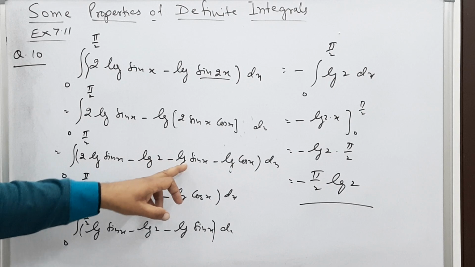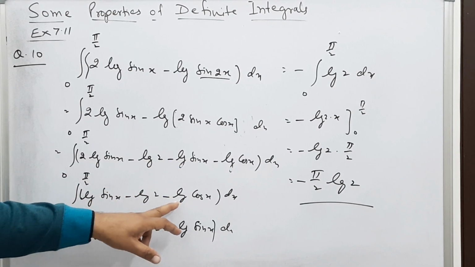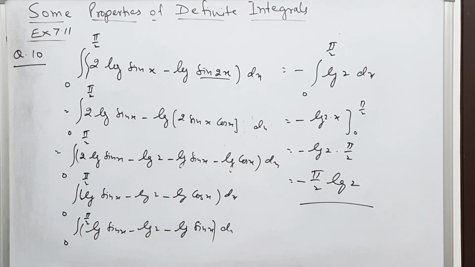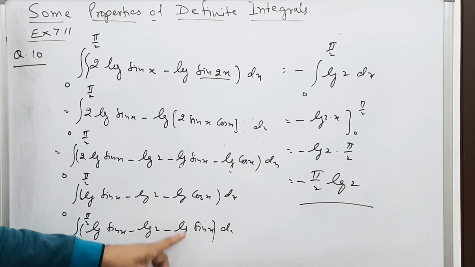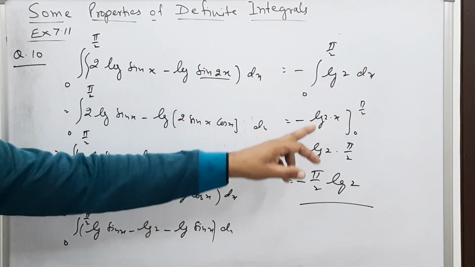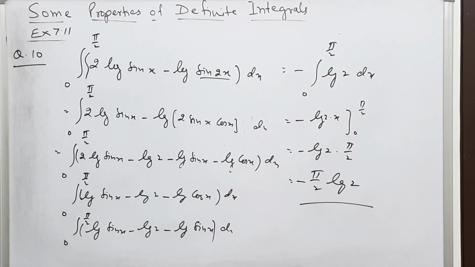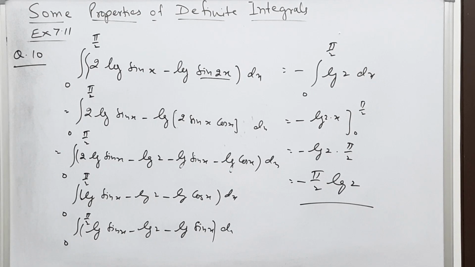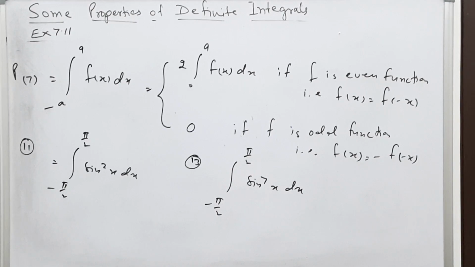2 log sin x and log sin x, one log sin x remains, and this log cos x will convert into log sin x. These two parts cancelled and we have this one, and now the integration and then the limit. So this problem is another important problem based on the property of the log, trigonometry, as well as property number 4. See the next problem now.